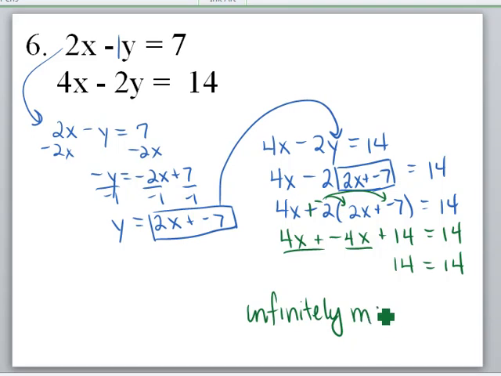So it means I have the same line. Another way you can tell if you have the same line is if you solve both of these for y, you actually would see that you would get y equals 2x minus 7 for both of them. But having this true statement also means that there's infinitely many solutions.